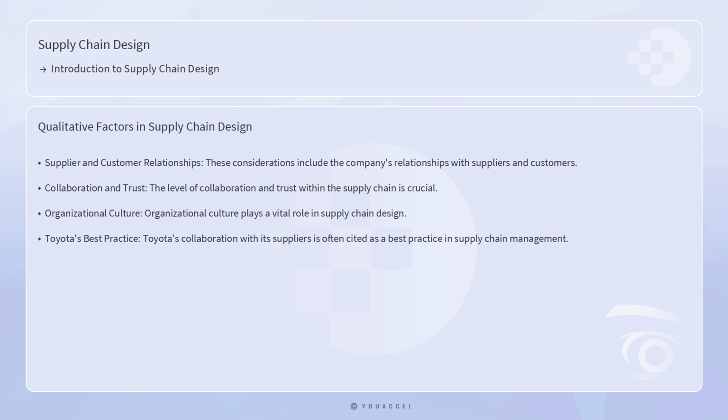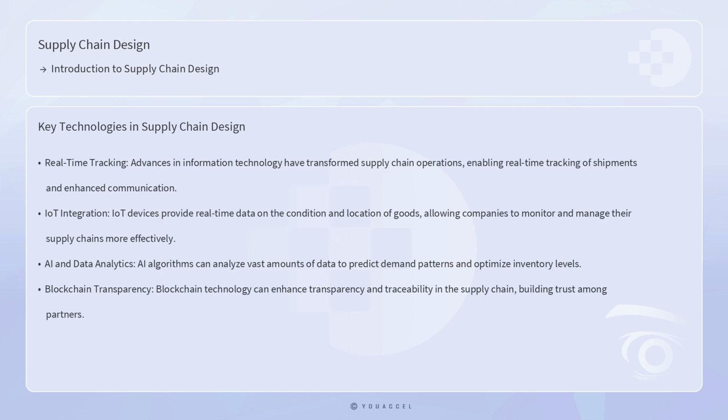For example, Toyota's collaboration with its suppliers is often cited as a best practice in supply chain management, where close partnerships and shared information lead to improved quality and reduced costs. Technology is another critical component of supply chain design. Advances in information technology have transformed supply chain operations, enabling real-time tracking of shipments, enhanced communication, and improved data analytics capabilities. Technologies such as the Internet of Things, artificial intelligence, and blockchain are increasingly being integrated into supply chains, offering new opportunities for optimization and innovation.